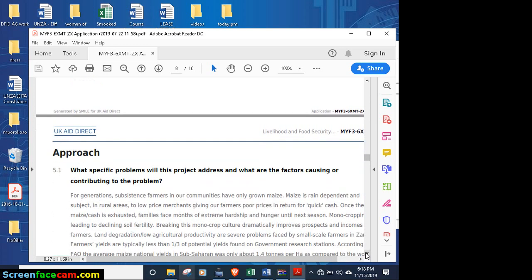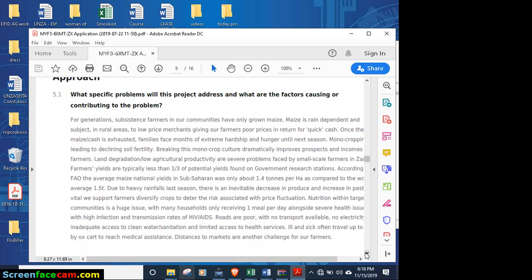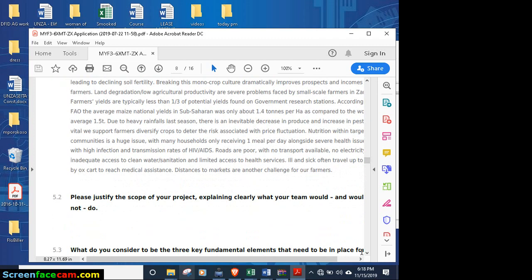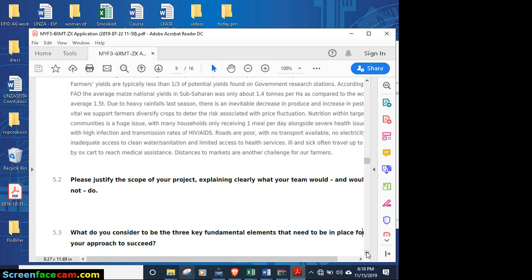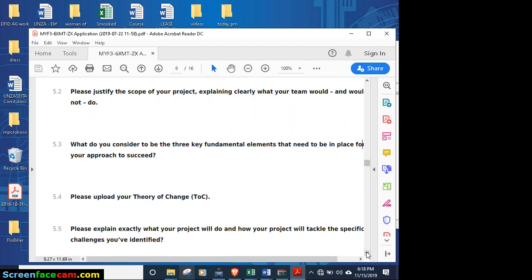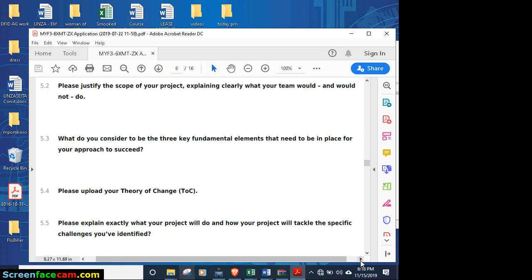What is the approach? So what is the specific problem that your project seeks to address? So remember that part of the problem statement, which is very key, giving some statistics, giving some information on what happens on the ground, the problem as it is. Okay, so please justify the scope of your project, explaining clearly what your team would do. Okay, so how we will implement it. What do you consider to be the 3 key fundamental elements that need to be in place for your project to succeed? Okay?